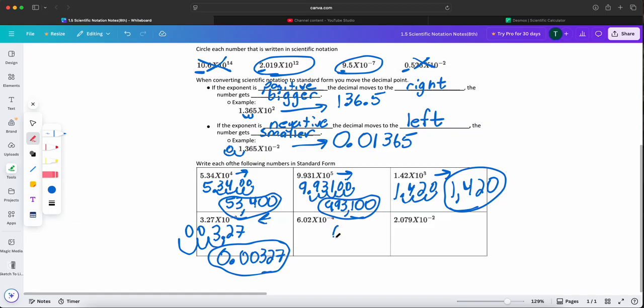So then we had 6.02. It's a negative exponent, so we'll go left, and we go left 4 times. So 1, 2, 3, 4. Plug in those zeros. We always start with 0 point, and then we write what we had. So we had 0.000602.